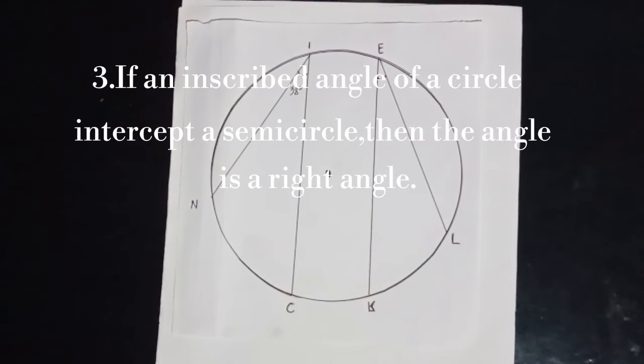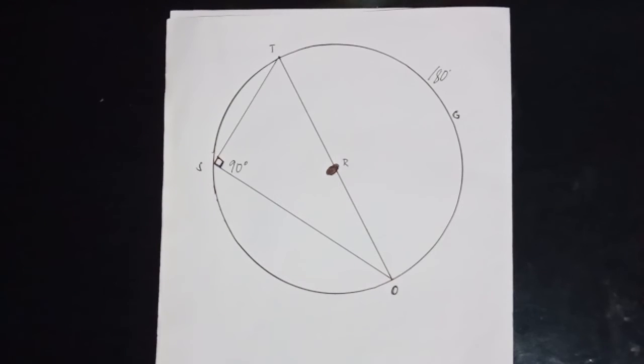In the third theorem, in the semicircle, the intercepted arc measures 180 degrees, and therefore any corresponding inscribed angle would measure half of it too, because the measure of a whole circle is 360, so the semicircle measures 180 degrees, so the angle here is a right angle, which measures 90 degrees.